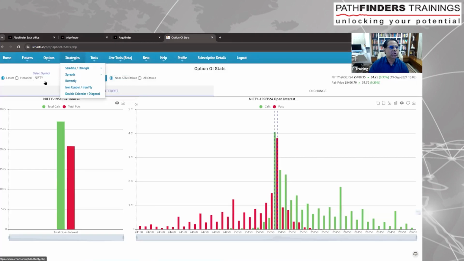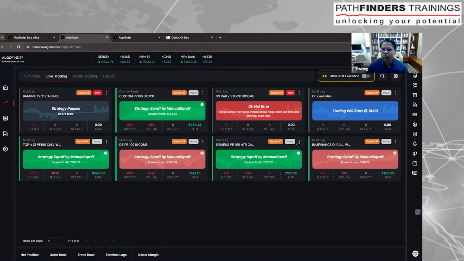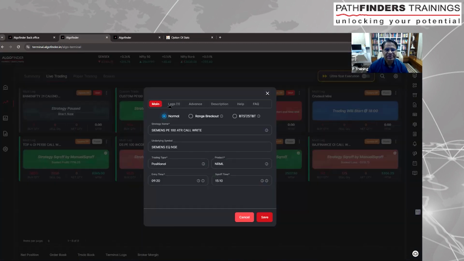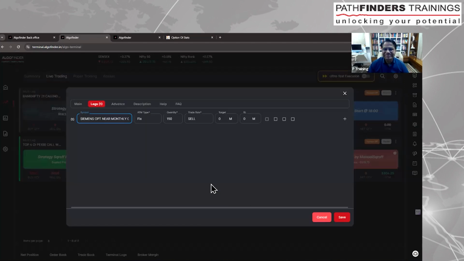So let me go to Siemens, and if I look at Siemens and I click on show chart, as you can see the call right OI is much bigger than the put OI, so I can just shift my strike to 6,700 here. Let me do that. So I move here, modify it and shift it to 6,700 with time decay happening fast.